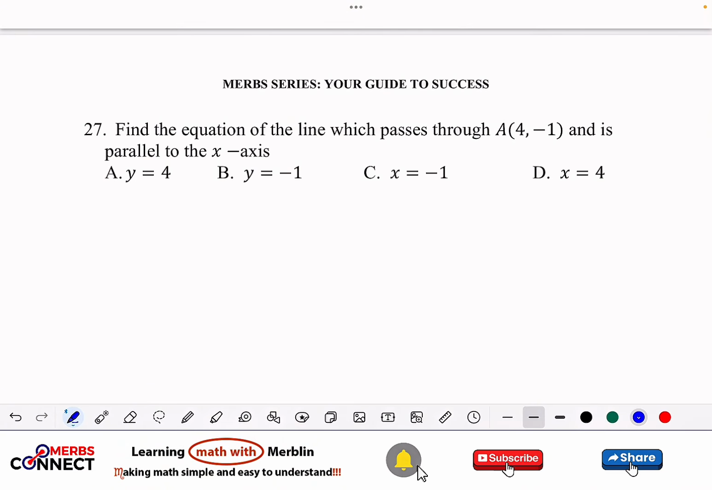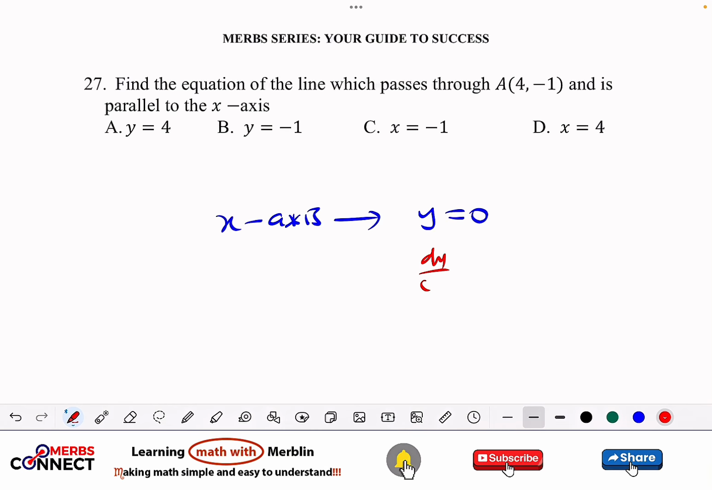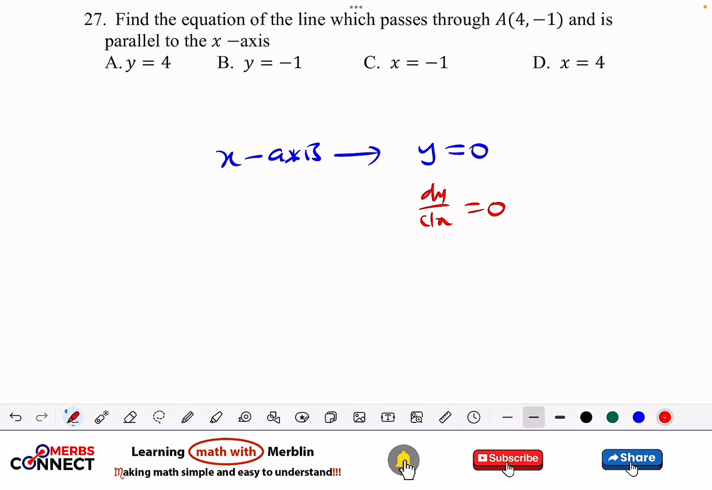So now let's look at the last one. Find the equation of the line which passes through this point and is parallel to the x-axis. So x-axis means that y is equal to 0, so it means that dy over dx here will be equal to 0. But when we say something is parallel, it means that they have the same slope.